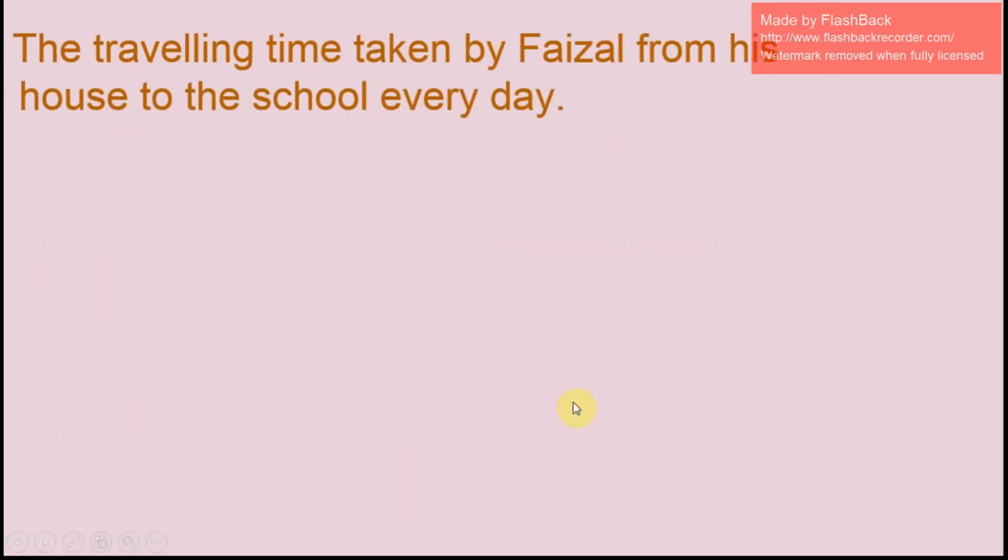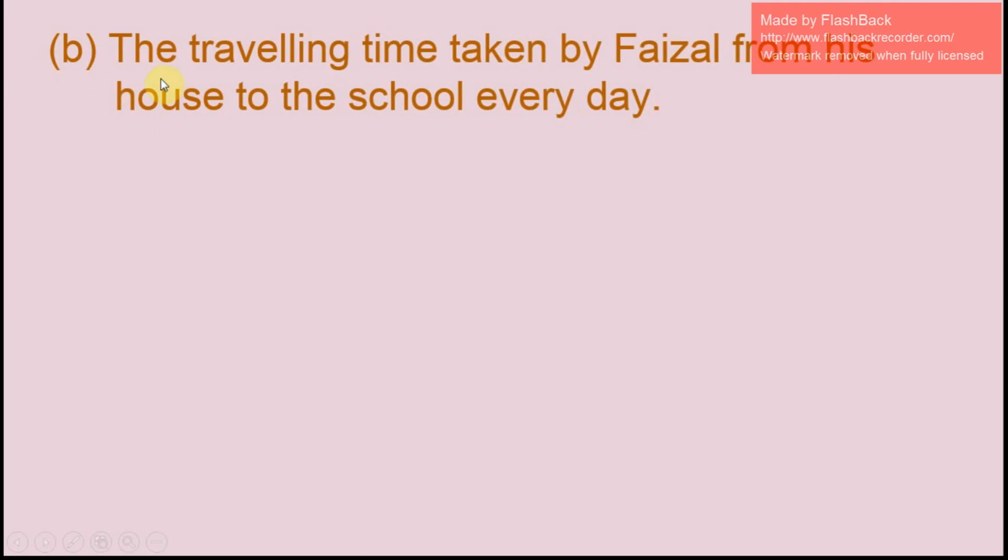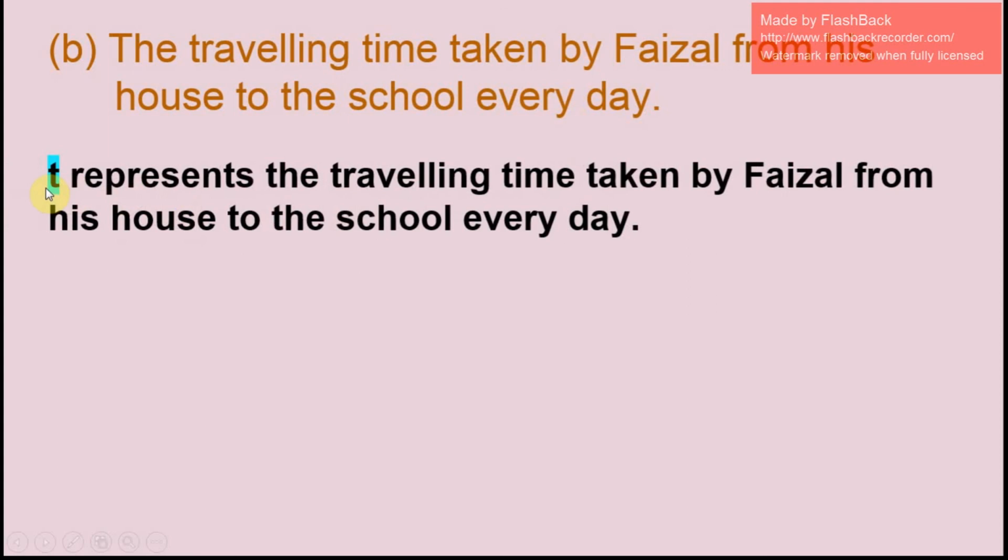Look at B: the traveling time taken by Faisal from his house to the school every day. If I use T to represent the traveling time taken by Faisal, T is the time. So we want to determine whether this T is a fixed value or a variable value.